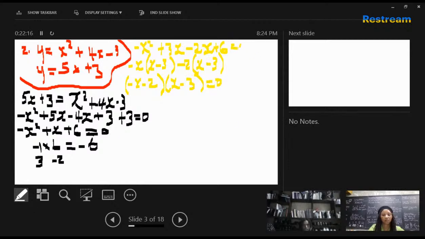So that's it for that one. You've just factorized it. Now we need to solve for x first. Let each one be equal to 0.